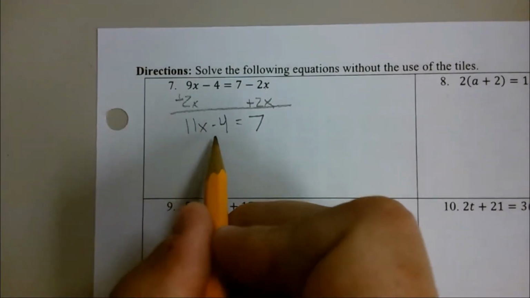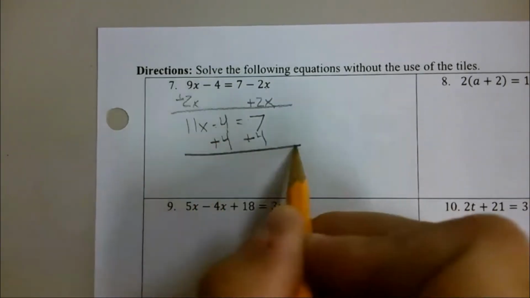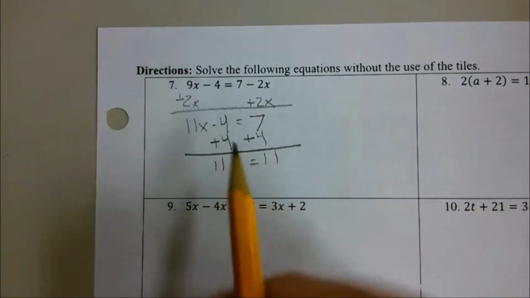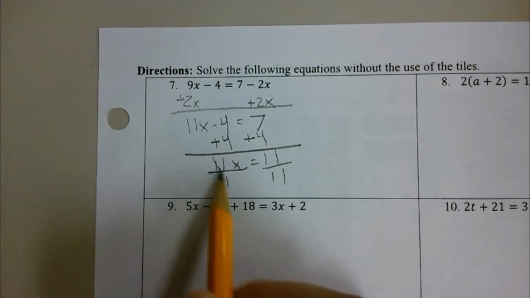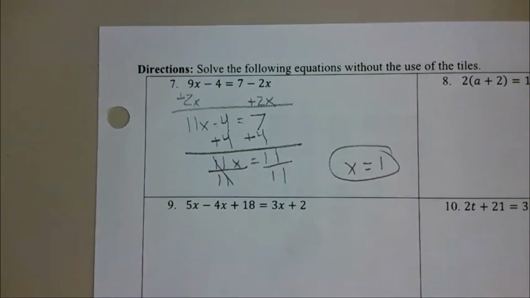Then I've got to start solving my equation. I have a minus 4. In order to get rid of it, I'm going to add 4 to both sides. I'm going to get 11x equals 11. And then, since this is multiplying, I'm going to divide by 11 on both sides and run out of room. x equals 1.